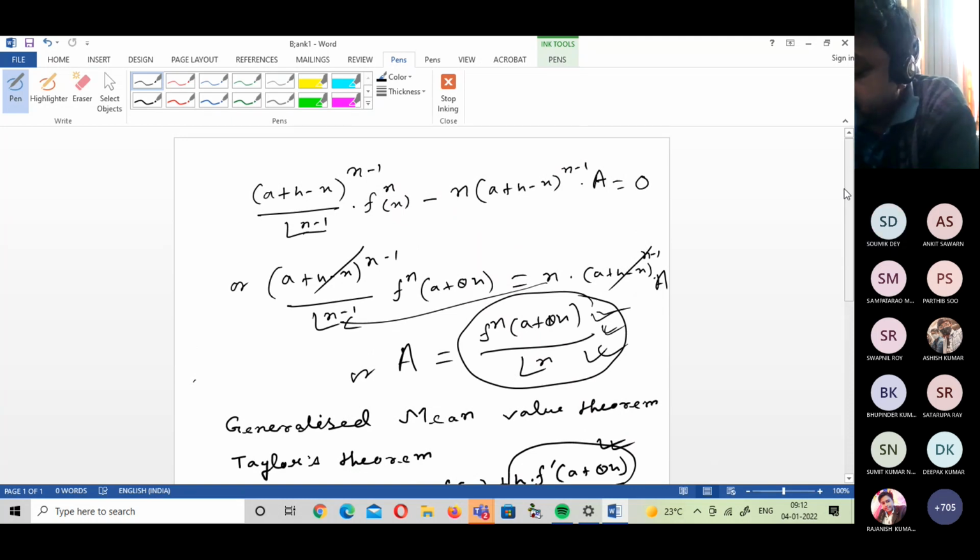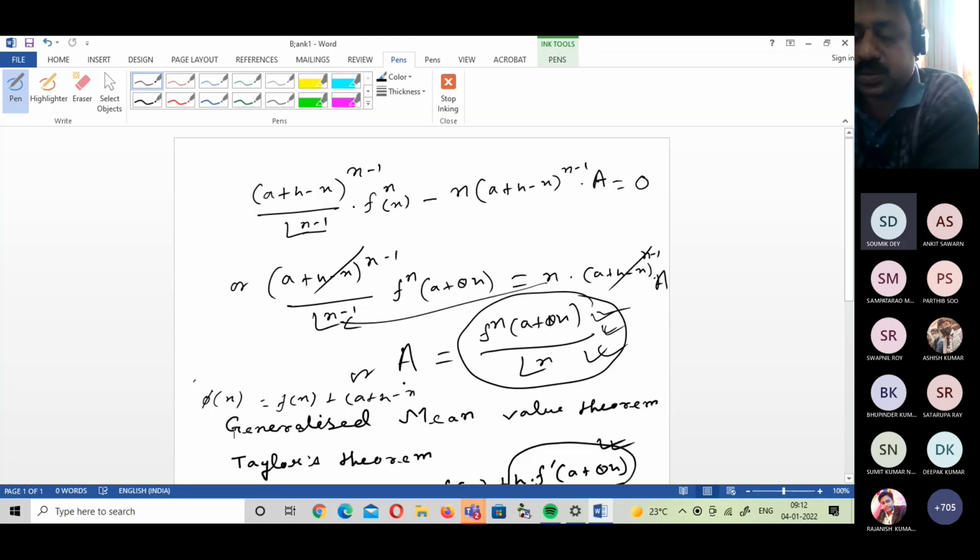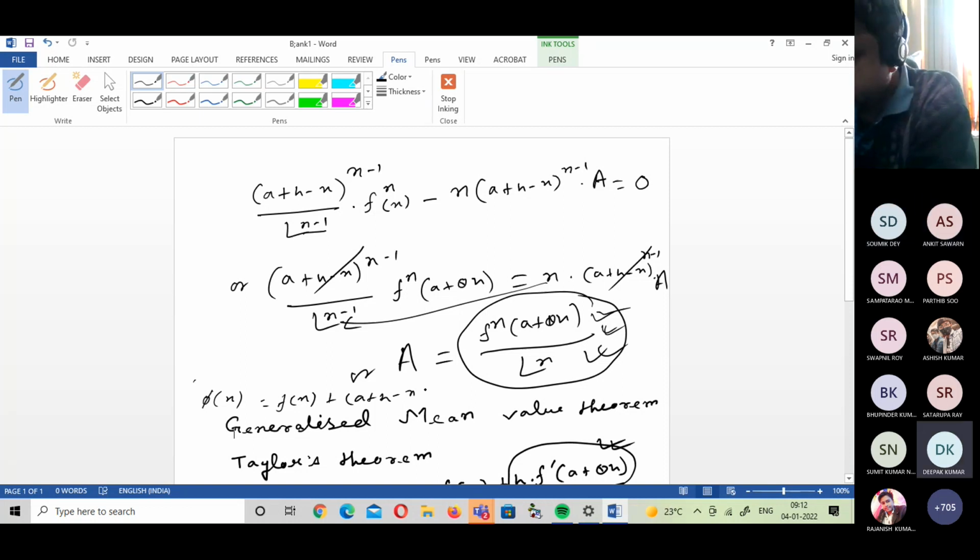You have seen that phi x is equals to f of x plus a plus h minus x into f dash x. Now in this way, look at here that the last term will be a plus h minus x to the power n into capital A.